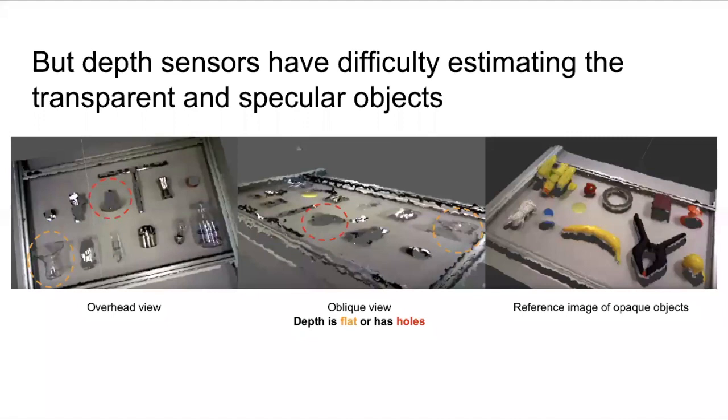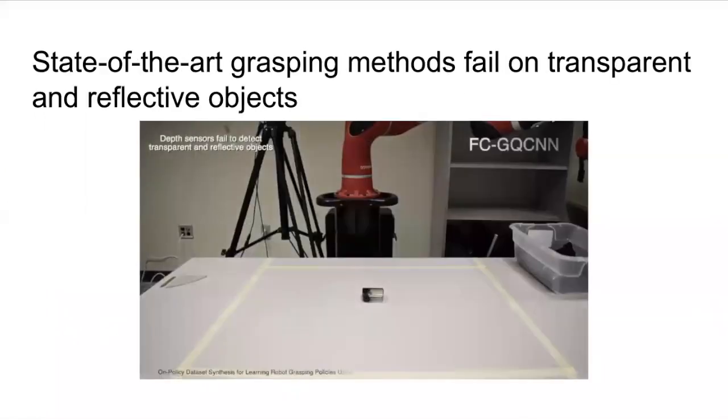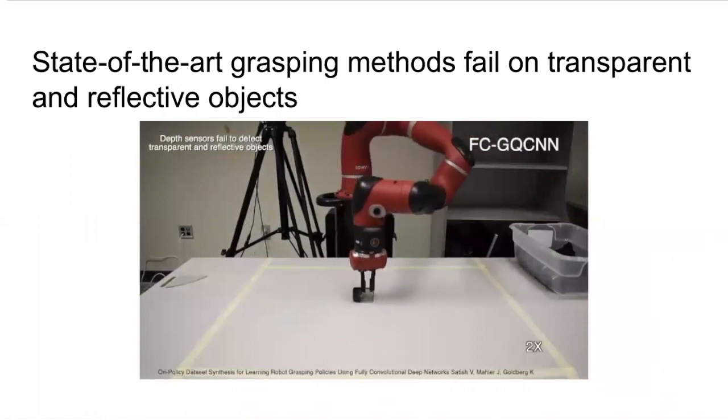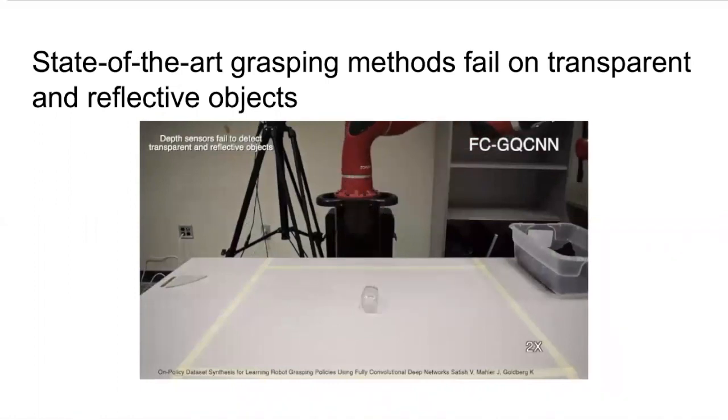For specular objects, the structured light scatters and does not return to the object, leaving holes in the geometry. Because of the difficulties with depth sensing for transparent and reflective objects, depth-based grasping fails on these types of objects.